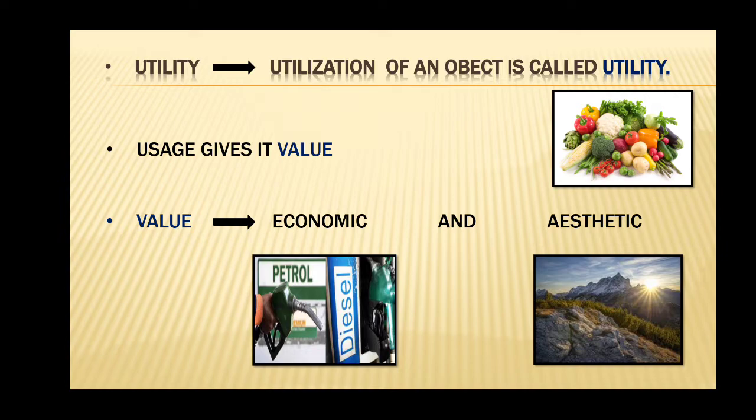But how does something become a resource? Well, things become a resource only when they have a value. Here you can see the second line, usage gives its value. For example, vegetables, all around the world, people are using them. So, vegetables have a value. Without vegetables, people cannot have a healthy life throughout their life. So, this is a value.